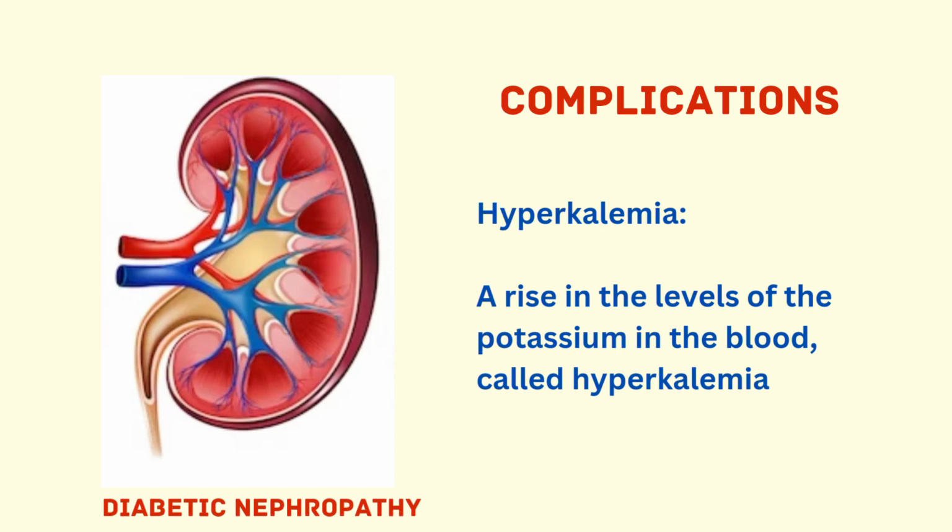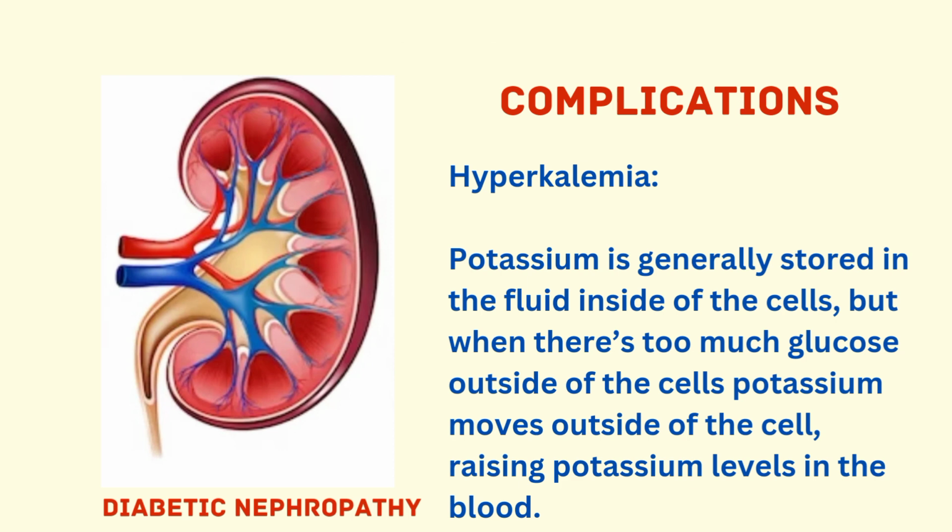Next complication is hyperkalemia, a rise in the levels of potassium in the blood. Potassium is generally stored in the fluid inside of the cells, but when there's too much glucose outside of the cells, potassium moves outside of the cell, raising potassium levels in the blood.